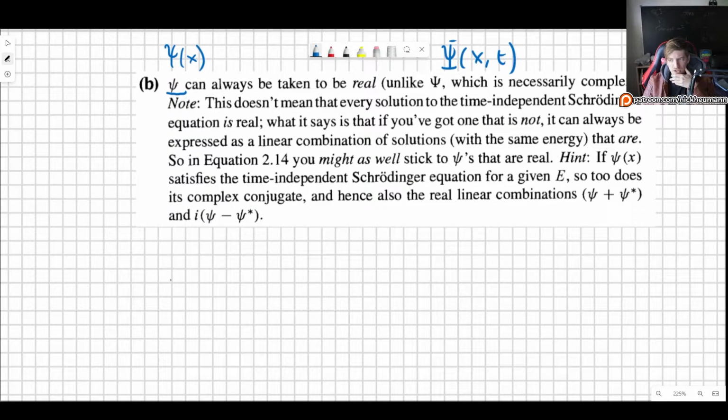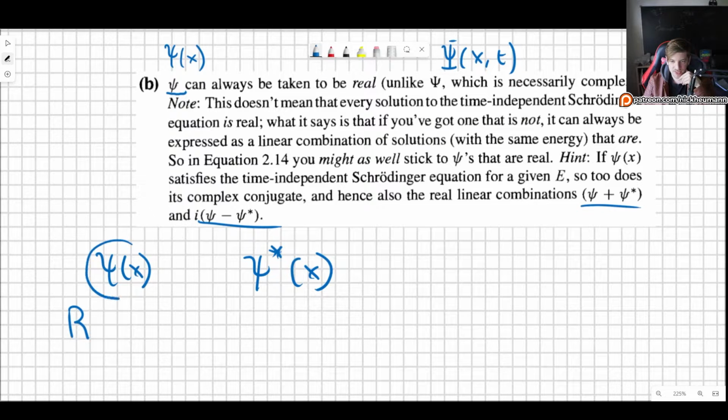Okay, so how do we do it? Well, we know, and it's actually one of the hints that they give us here, that we can always build a real solution when we have some. So let's say that psi of x is a solution and psi conjugate of x is its complex conjugate. If psi of x is a solution and it is complex, then we can find a real solution by doing the following. We can take psi of x and add it together with psi conjugate of x.